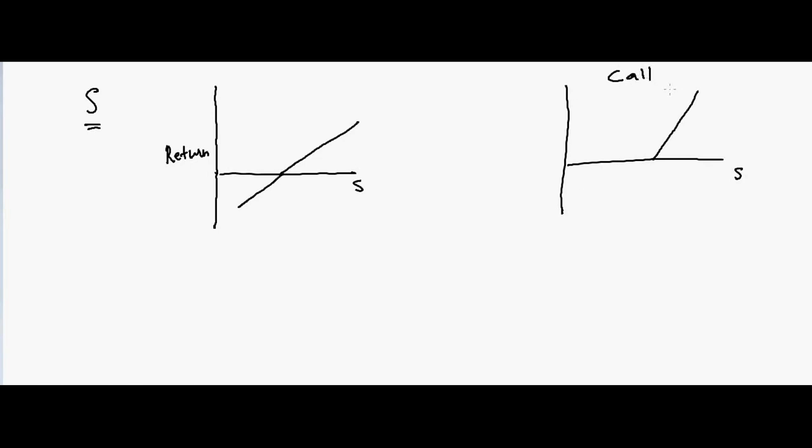So this is the call. If you sell a put, then in that case this graph will look very similar to the stock price. So this is your return. That will look very close to what you have for the stock.